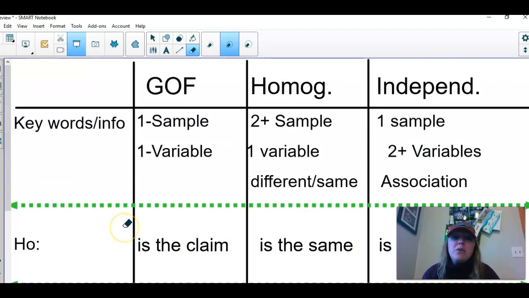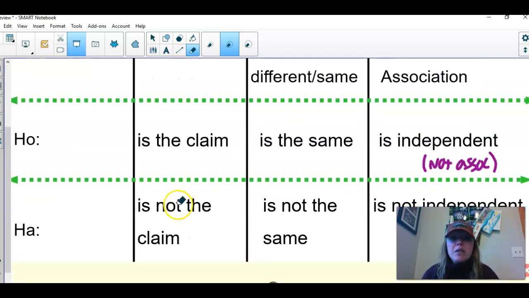So on this page, what did we look at? We looked at some keywords. How do we know the difference between goodness of fit, homogeneity, and independence? We talked about the null and the alternative and how it's always is not.